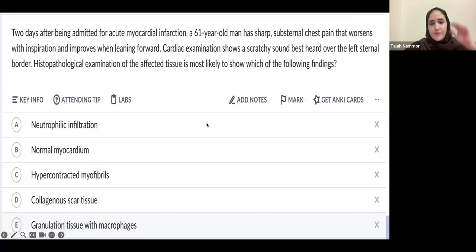Yalla, next question. Two days ago, a 61-year-old man was admitted because of acute myocardial infarction. He had sharp substernal chest pain that worsens with inspiration and improves when leaning forward. Oh my gosh, I hope you guys did not see this. Cardiac examination shows a scratchy sound best heard over the left sternal border. Histopathological examination of the affected tissue is most likely to show which of the following findings?